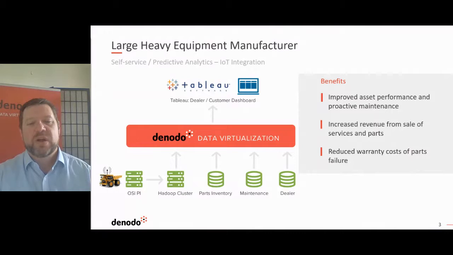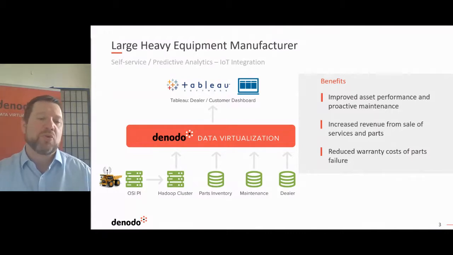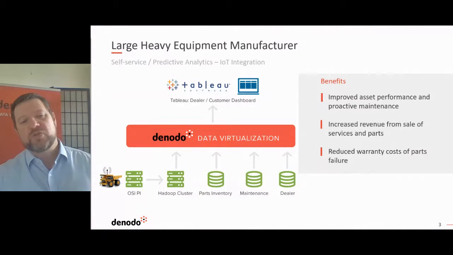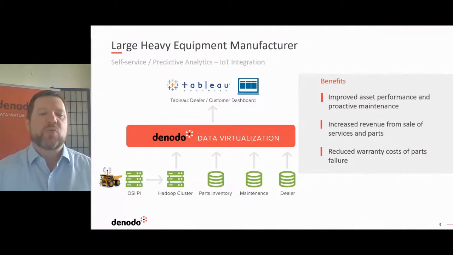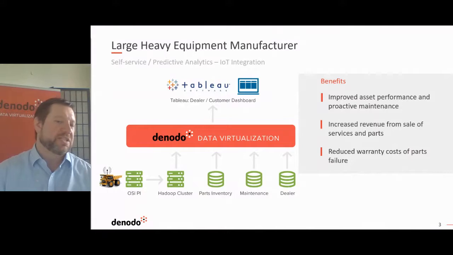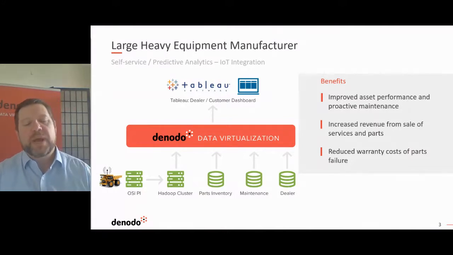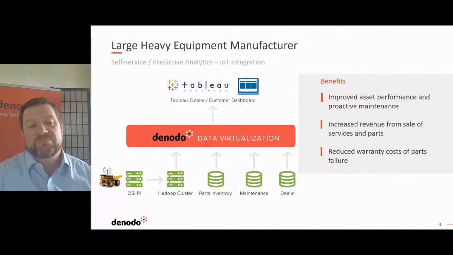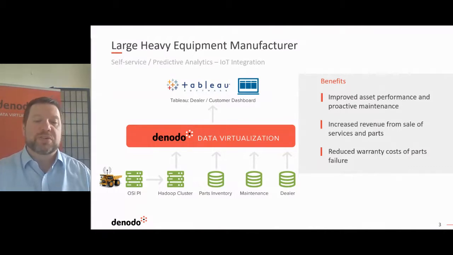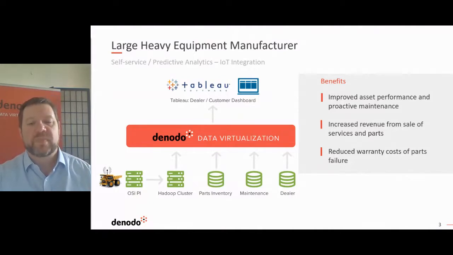Not only were they able to improve customer service, but they could actually increase the revenue by understanding what's happening within their customer base and reselling this insight, this information back to both their vendors and the customers. Ultimately, this led to lower warranty costs for all of their customers, and so they had better customer satisfaction.